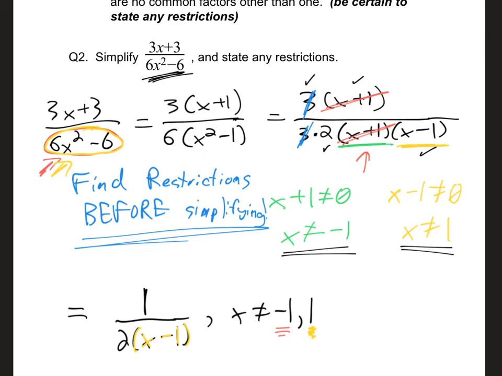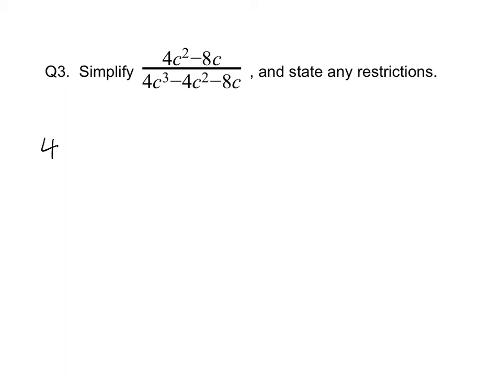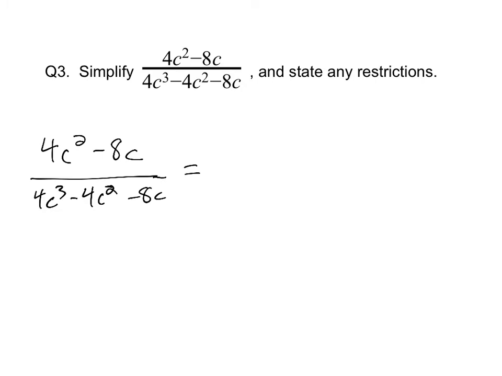Okay, let's look at another problem now. For this problem, we seem to have a much more complex expression. So 4c squared minus 8c divided by the expression 4c cubed minus 4c squared minus 8c, and we want to state any restrictions. The important thing is that we want to fully factor both the numerator and the denominator of this expression.